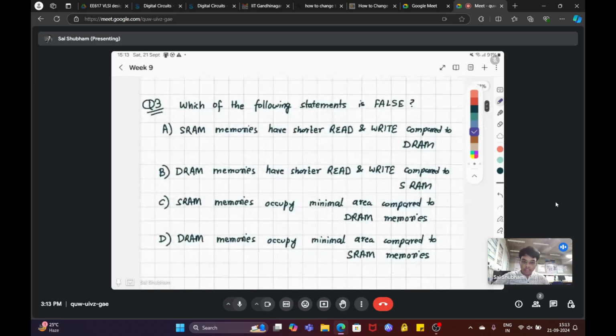And the size of the memory is dependent on the number of transistors it has. More the number of transistors, bigger the memory is, and technically you would say more expensive it is.